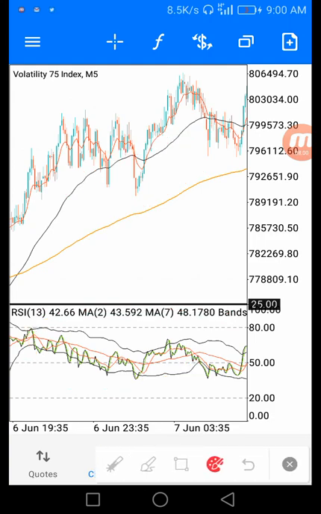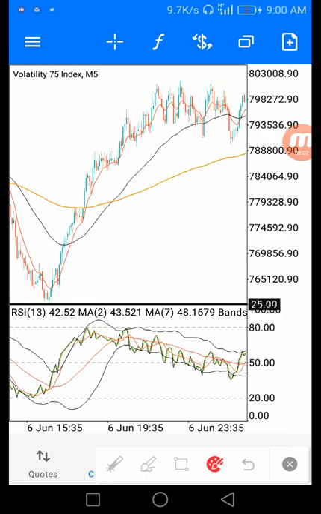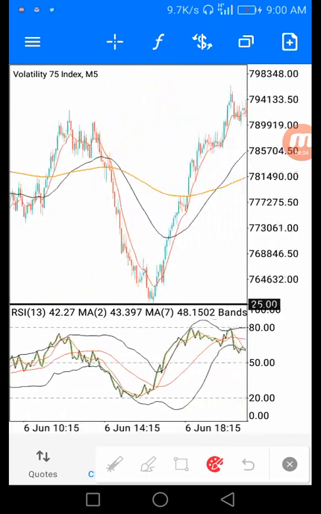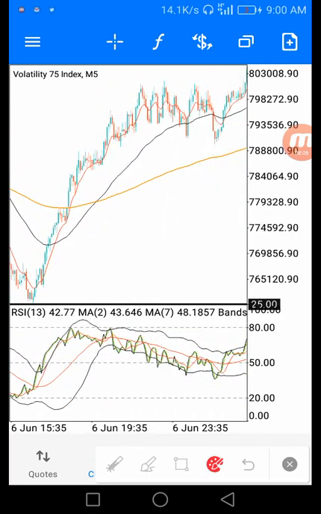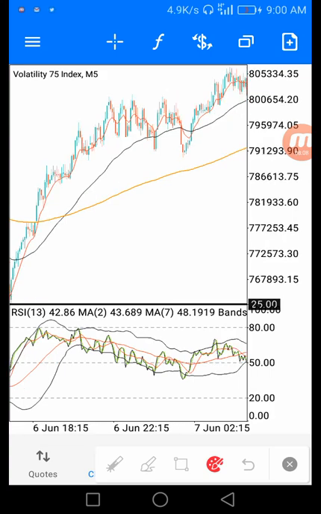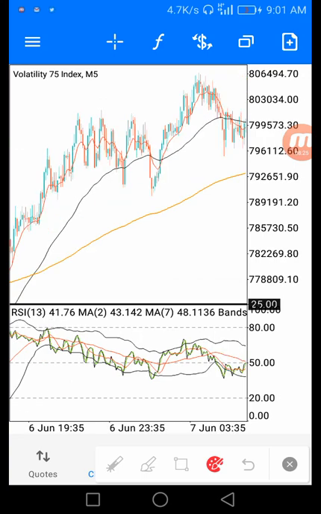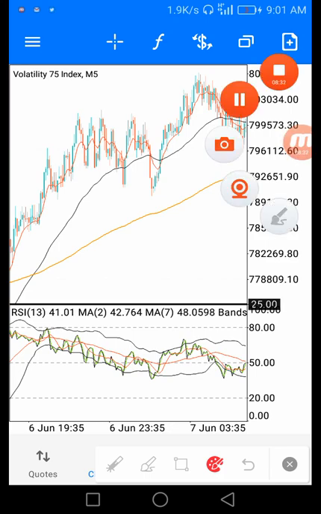So how do you take entries? How do you take trades with these moving averages? Well, identify the trend you are in. Maybe you are in a downtrend, you don't want to trade against that trend. Okay, so once you identify your trend, in this example I'm going to show you, we're in the uptrend.